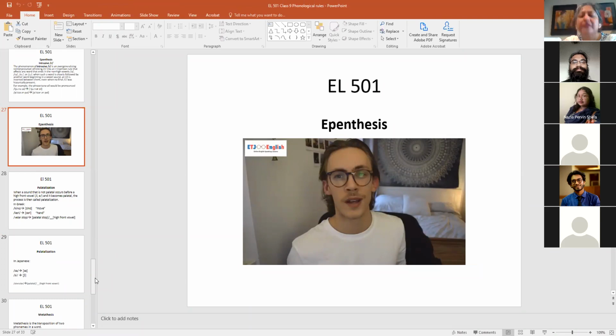Intrusive R. Yes, thank you. Intrusive R is epenthesis. Linking R is basically the R that is already there in the spelling. They didn't pronounce it before, but now they are pronouncing it just because there is another word starting with a vowel. Intrusive R is when there is no R sound in the spelling.